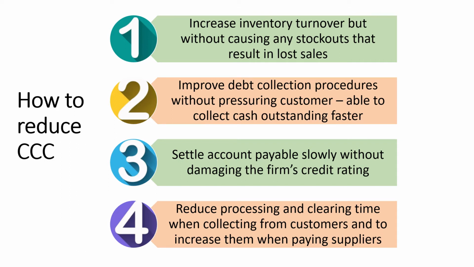Okay, and the last is reduce processing and clearing time when collecting from customers and increase them when paying suppliers. Okay, reduce the processing means when you receive the payment from the customer, you process it as soon as possible. For example, go to the bank with the check, open the mailbox more frequently. Okay, so that is how to reduce the cash conversion cycle.